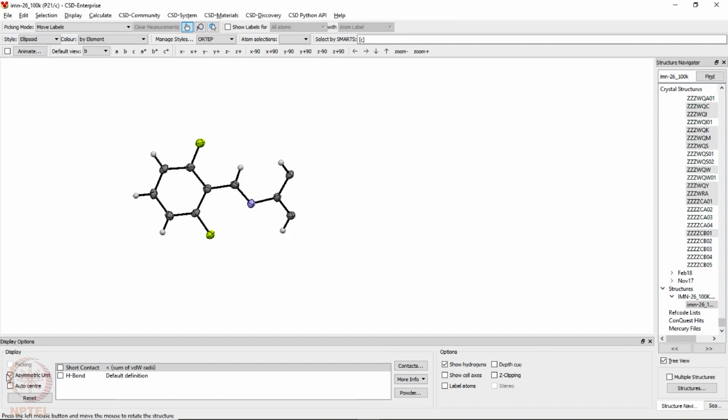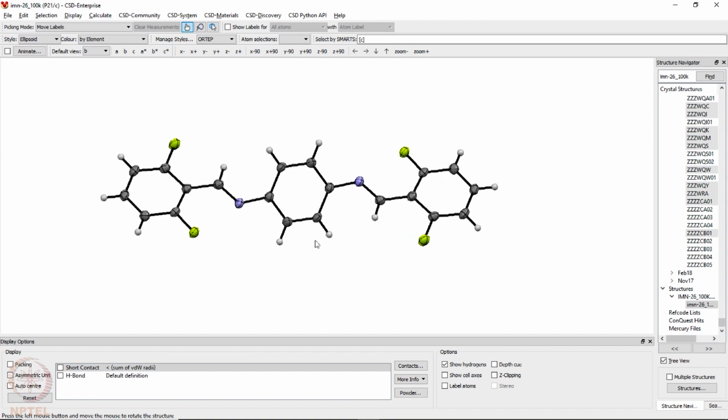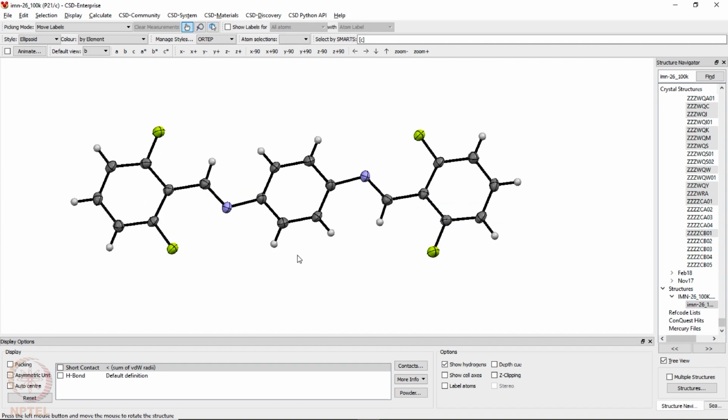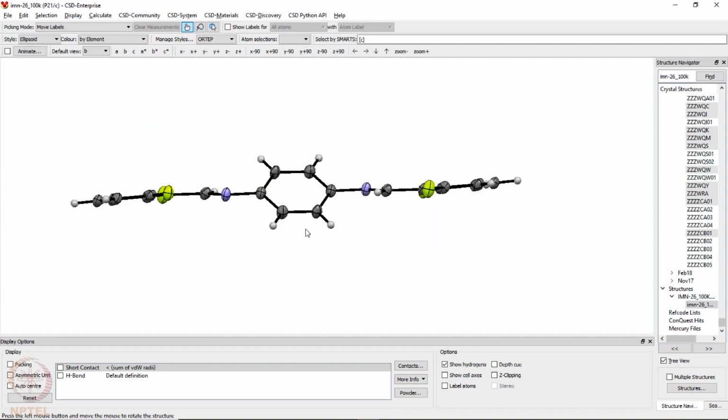So now this is the structure that we have solved from single crystal X-ray diffraction data. What else can we do with it?